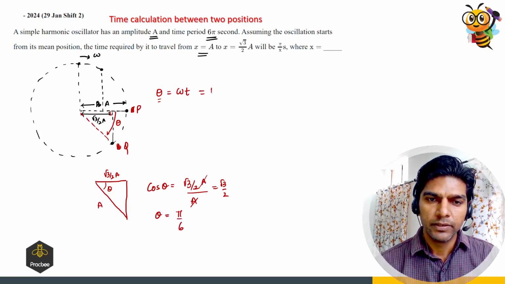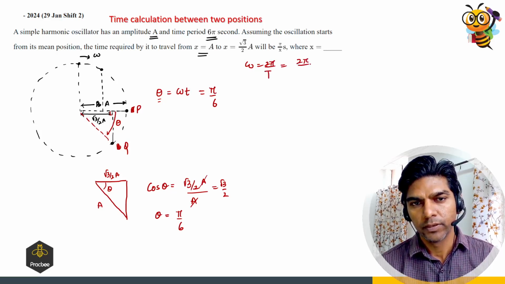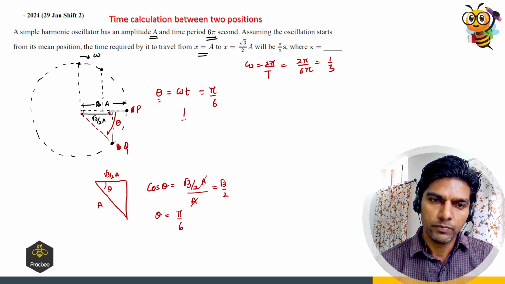So we can say pi by 6 is equal to omega t, and the time period is given, and omega is 2 pi by capital T. So that will be 2 pi by 6 pi. So it comes out to be 1 by 3. So let us put omega as 1 by 3 second inverse. So 1 by 3 times t is equal to pi by 6.